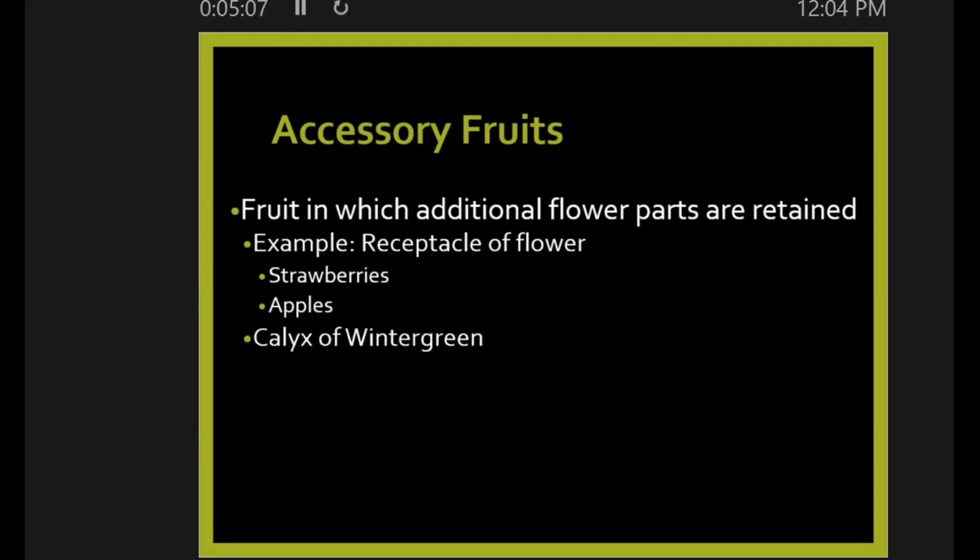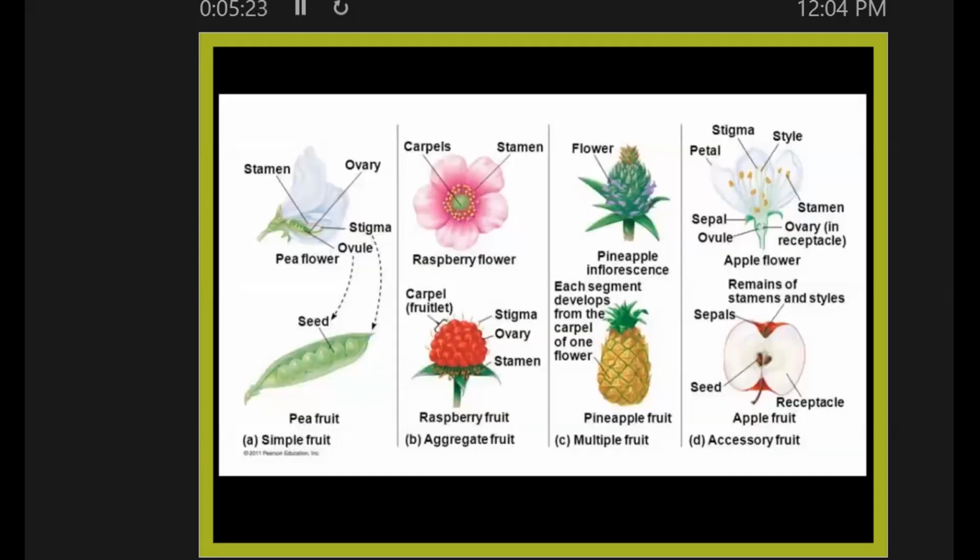And then in wintergreen, they use the calyx. The calyx is all the sepals. If you talk about all the sepals as a unit, then they start referring to the calyx, but it's basically just sepals involved in the fruit production. So here are some examples of a simple, aggregate, multiple, accessory, and some really good examples of each one of those. Okay, so please be comfortable with those ideas: simple, aggregate, accessory.